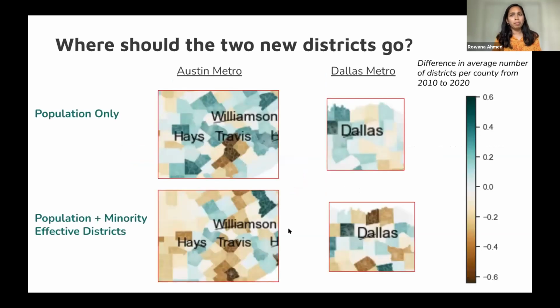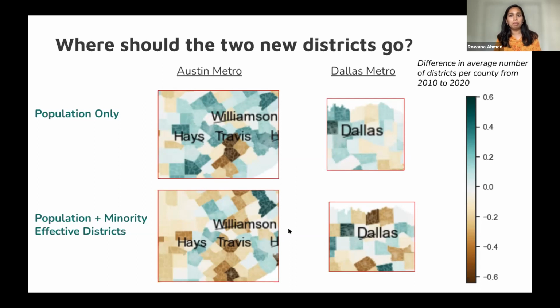If we only consider the population differences over the last decade, then in the zoomed in maps on the top row, we can see green regions corresponding to areas that our ensemble analysis indicates could be likely candidates for adding a new district. However, if we build our 2020 ensemble by prioritizing adding more minority effective districts, then the landscape of options changes. For example, when only accounting for population, both Hays and Travis counties are potential candidates for a new district. But if we want to maximize the number of minority opportunity districts, then on the bottom row, we can see that Hays County is actually a much better option than Travis County.